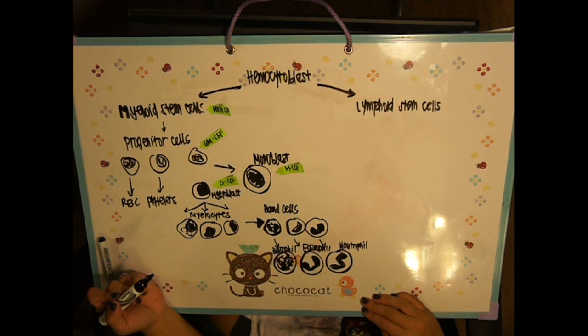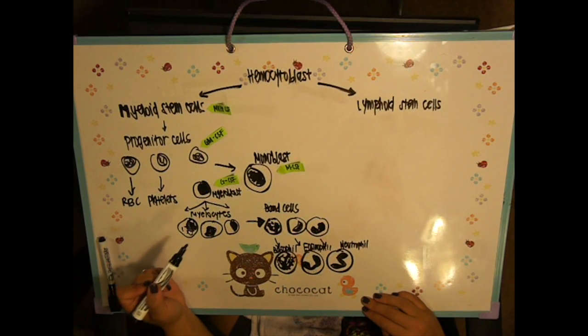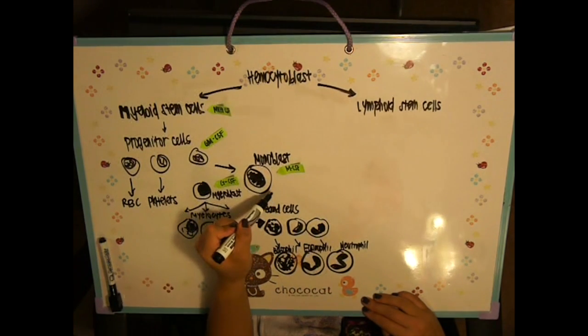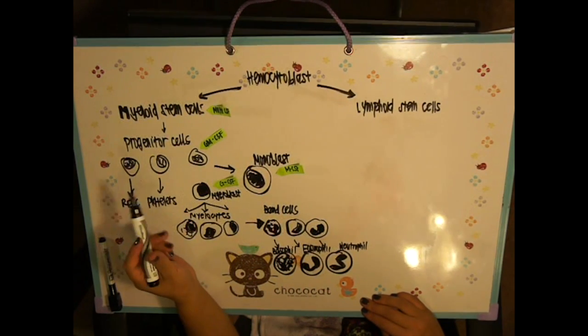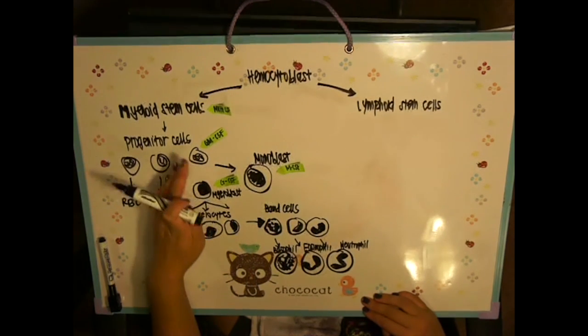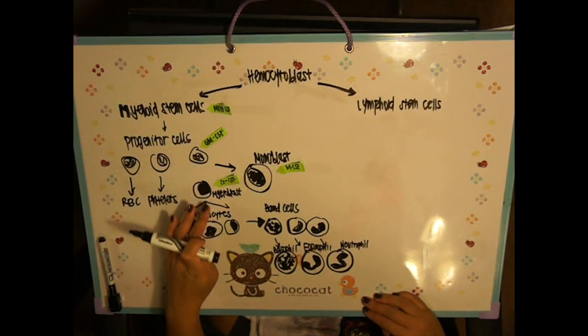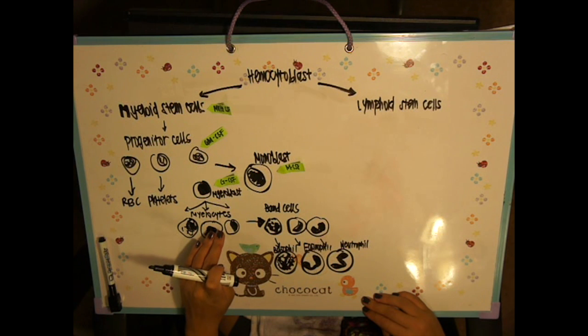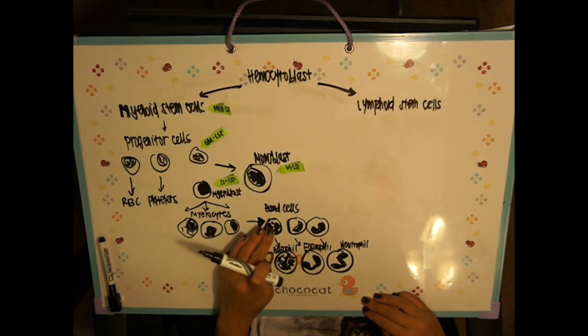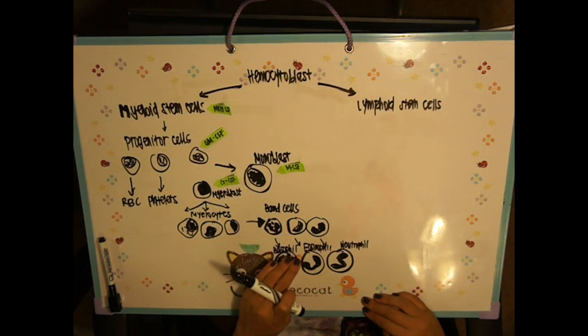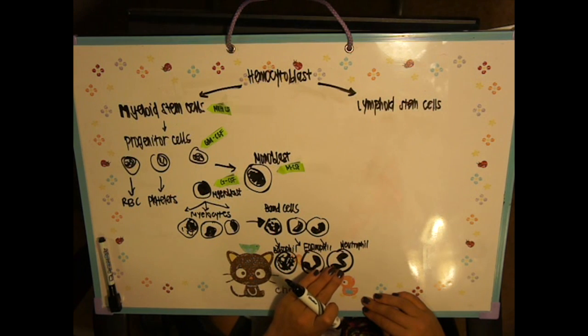Summary of the myeloid cell line. From the myeloid stem cell branch the progenitor cells, then the progenitor cells to the myeloblast or the monoblast, and then the myeloblast makes the myelocytes, which then become band cells, and finally basophils, eosinophils, and neutrophils.